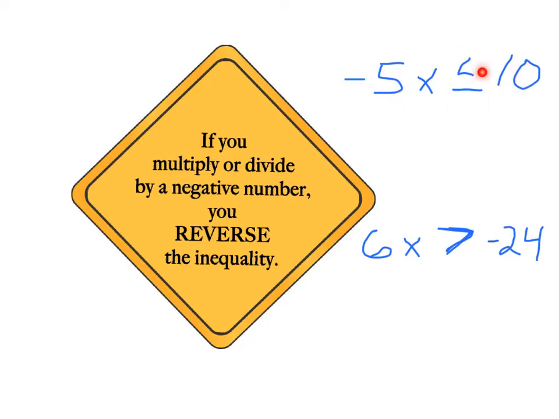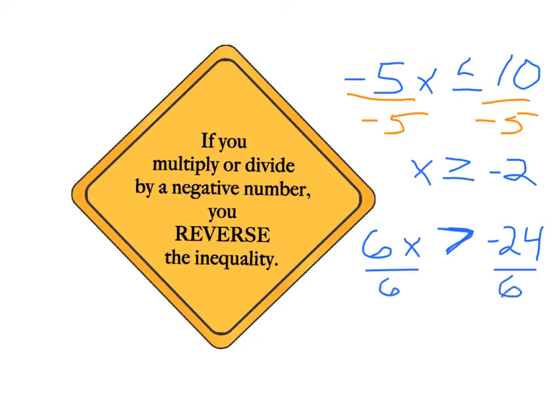So for example here, to solve this equation, I would have to divide both sides by -5. And so because I'm dividing both sides by a negative number, I'm going to flip this inequality from a less than to a greater than or equal to. And then my final answer would be x is greater than or equal to -2. Whereas here, I would divide both sides by a +6. So the greater than symbol stays a greater than symbol, and my answer is x is greater than or equal to -4.